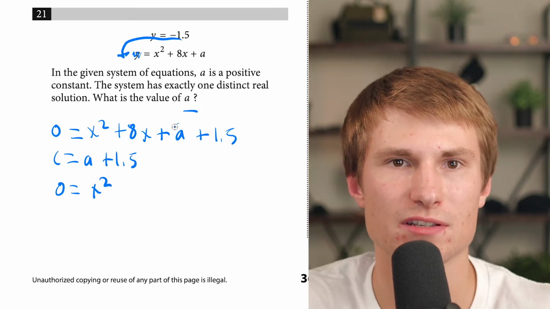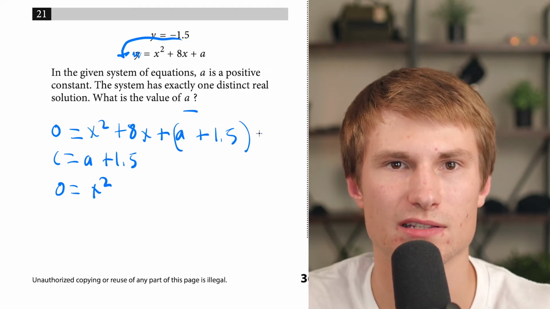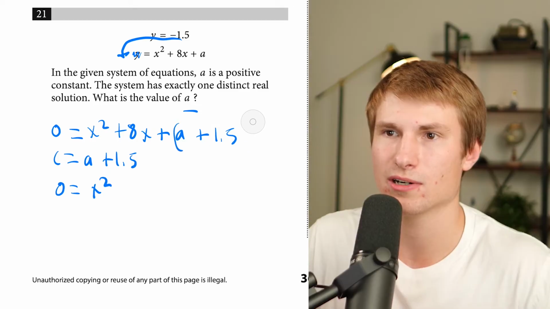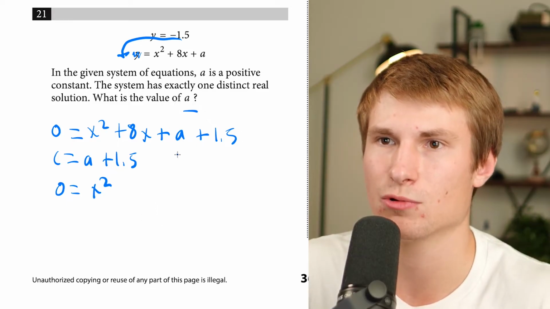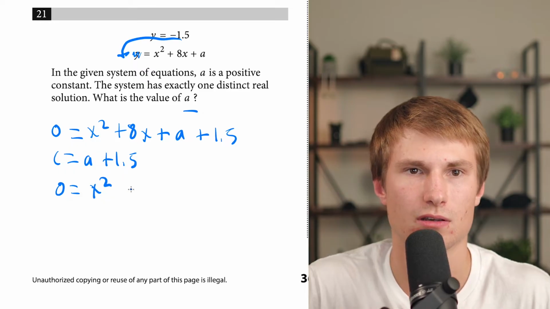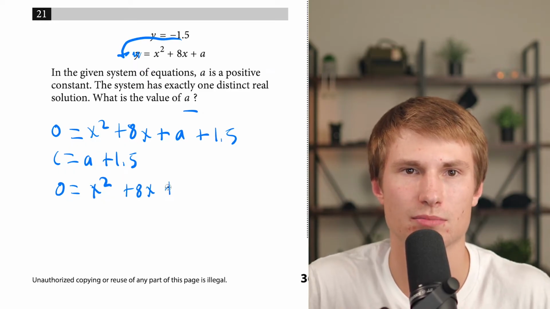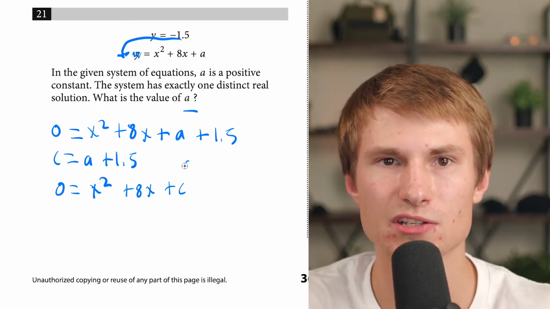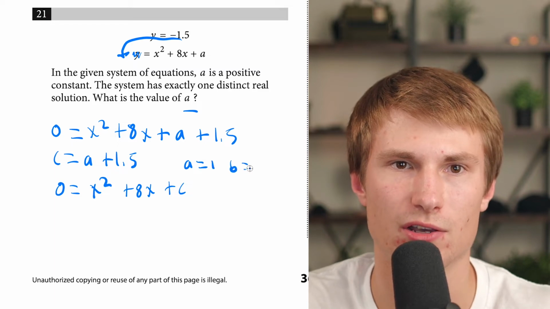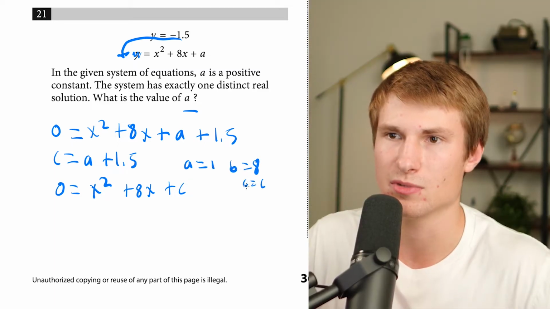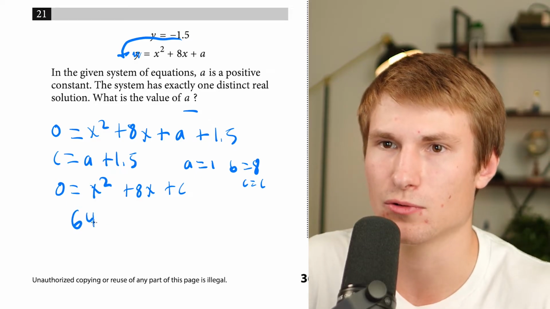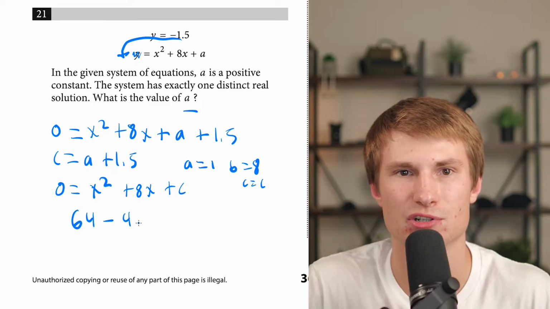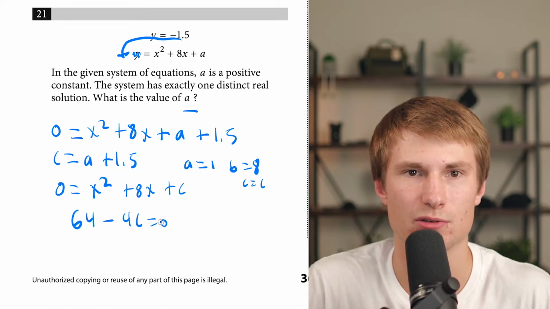If I ever have some variable plus some constant, and I'm using b squared minus 4ac, what I'm going to look to do is call c whatever that value is, and then use c. So x squared plus 8x plus c is equal to 0. In this situation, our a value would be 1, our b value would be 8, and our c value is just going to be c. So we've got b squared, which is 8 squared. 8 squared is going to give us 64. And we'll have minus 4 times a, which is 1, times c. So minus 4c equals 0.